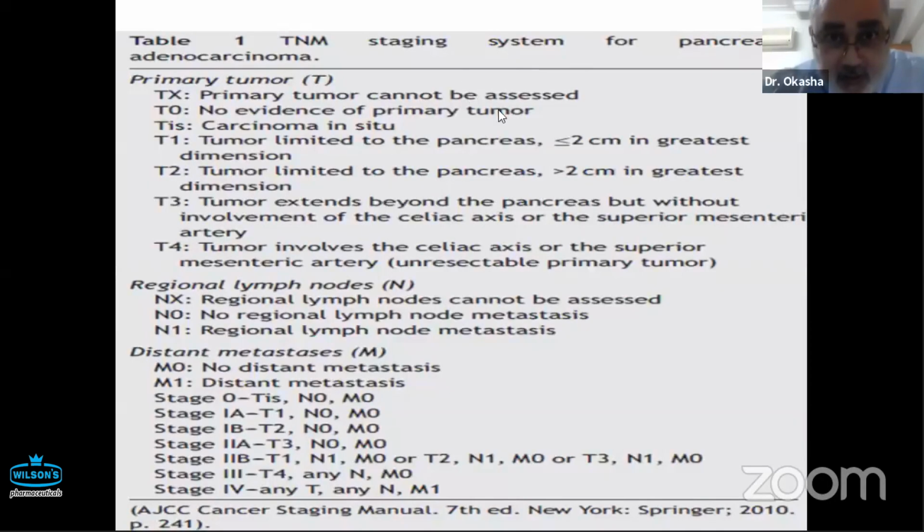Let us talk about the classic TNM classification. This is the old one issued in 2010. T1 is tumor limited to the pancreas and smaller than 2 centimeters. T2, tumor limited to the pancreas and larger than 2 centimeters. T3 are tumors extending beyond the pancreas but without involvement of the celiac axis or the superior mesenteric artery. And T4 are tumors involving the celiac axis or the superior mesenteric artery. And N0 for no regional lymph nodes, and N1 for the presence of regional lymph nodes.